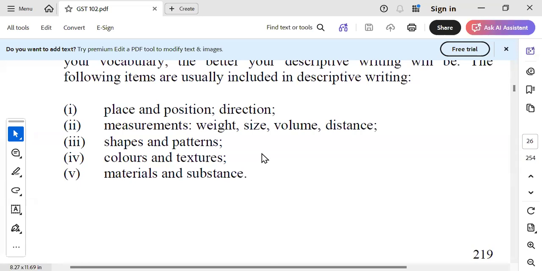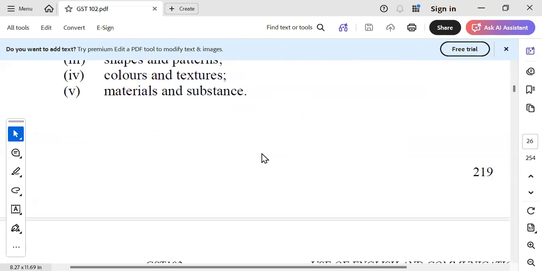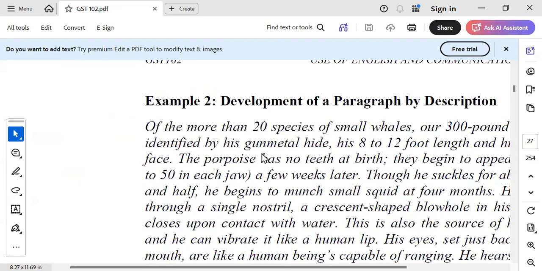If you also say glass window, you already inform me that the type of window they use there is made of glass. Now let us read the example. We have an example here that we need to read and to better understand.